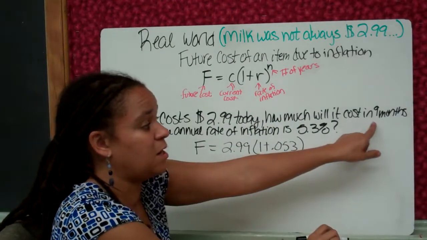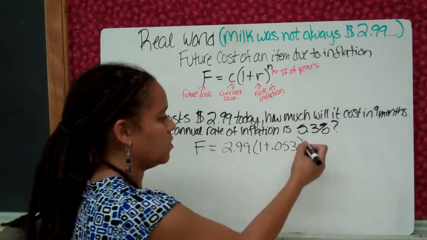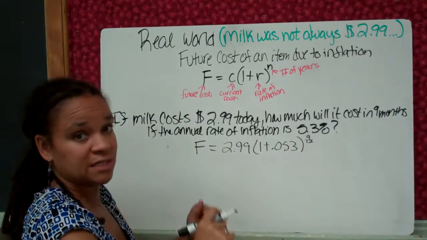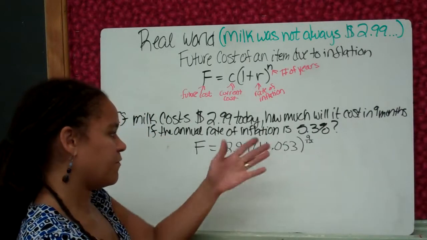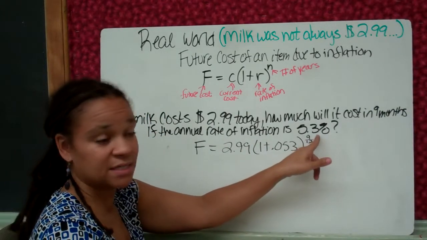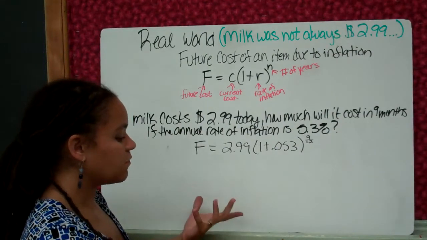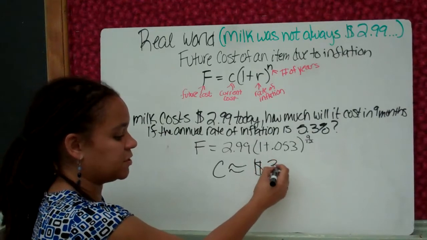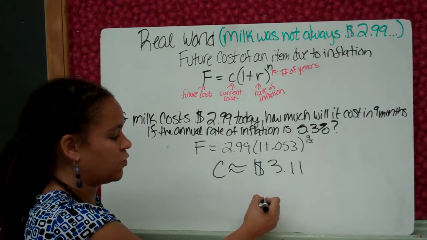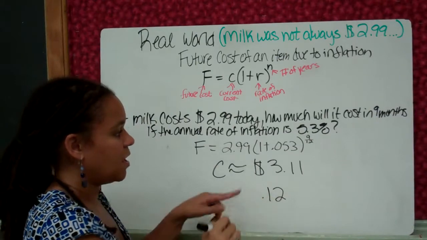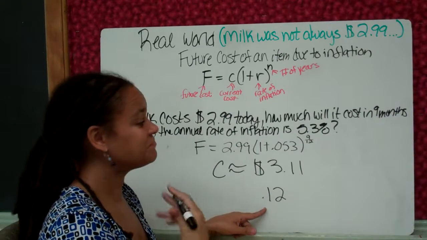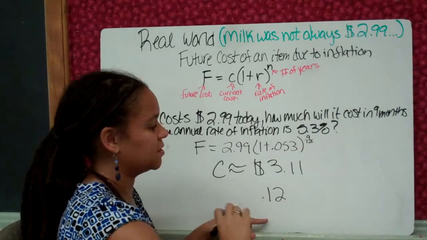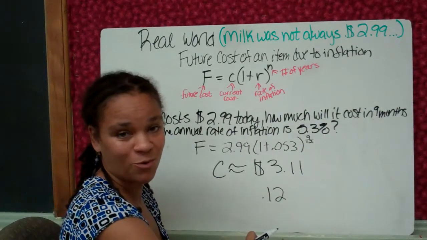Well, I don't know how many years. I'm not looking for years, I'm looking for months. So 9 months out of 12 months is how many years? It's 9/12 of a year. Of course, we could simplify that, but I like to see it that way so we can see it's 9 out of 12 months. So if we simplify this, you'll end up with your cost being about $3.11, which is an increase of 12 cents. So this is our annual inflation, and the increase would be 12 cents over the 9 months. So your milk would be about 12 cents more than it is today.